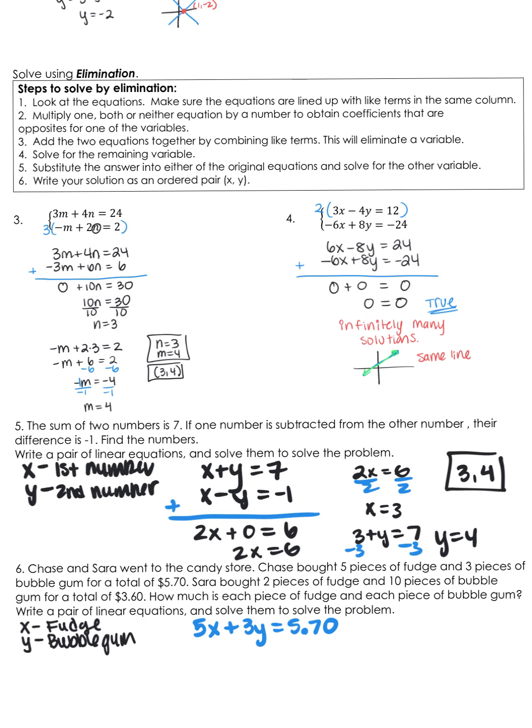Sarah bought 2 pieces of fudge and 10 pieces of bubble gum, and her total was $3.60. So that should be your second equation. Any questions about how we wrote the equation?